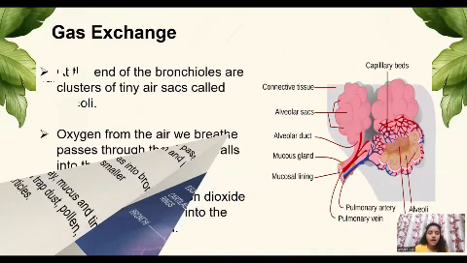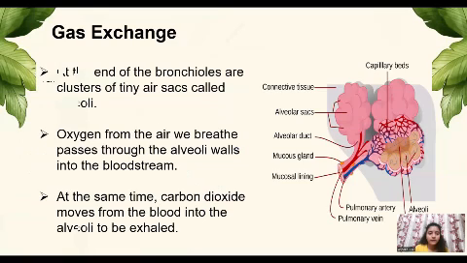Gas exchange. At the end of the bronchioles is a cluster of tiny air sacs, which we call alveoli. Oxygen from the air we breathe passes through the alveoli walls into the bloodstream. At the same time, carbon dioxide moves from the blood into the alveoli, to be exhaled.